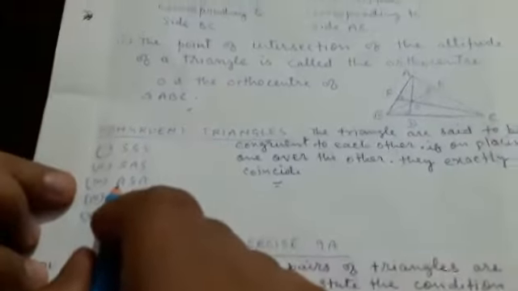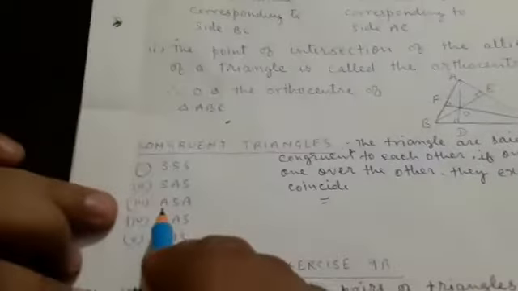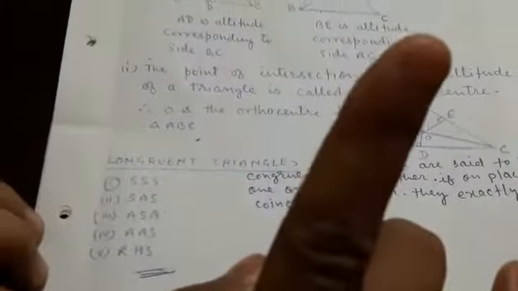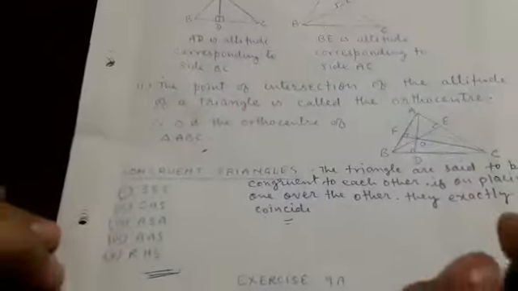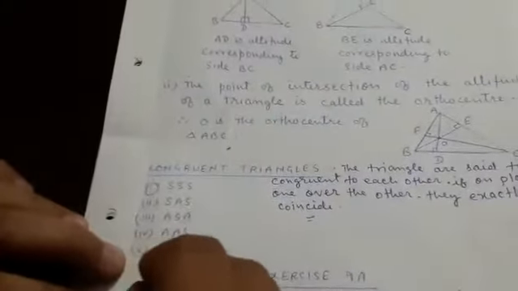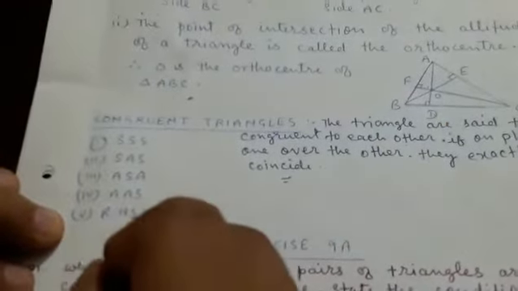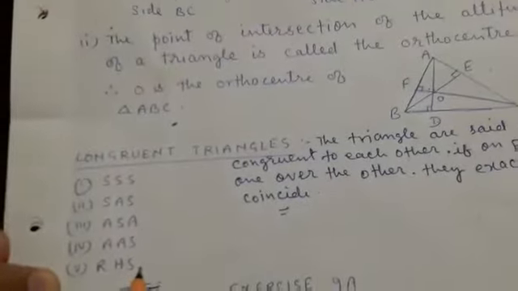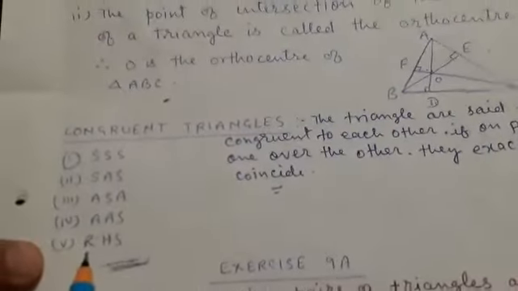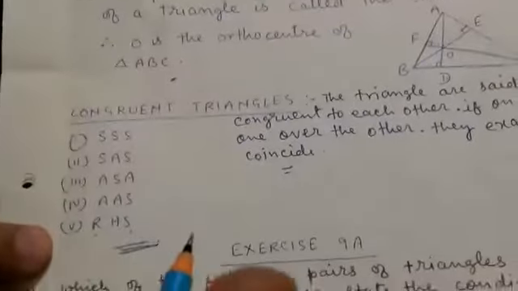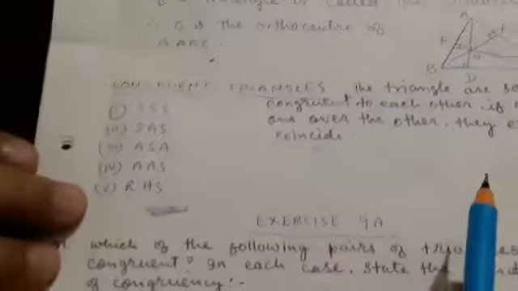Third property tells us ASA. It means if 2 angles and the included side of one triangle are equal to 2 angles and the included side of another triangle, then both the triangles will be congruent to each other. Next, AAS. It means 2 angles and one side equal to the 2 angles and one side of another triangle, then both the triangles will be congruent. Fifth one is RHS. It means right angle, hypotenuse and side. If right angle, hypotenuse and one side of one triangle are equal to right angle, hypotenuse and one side of another triangle, then both the triangles will be known as congruent to each other.